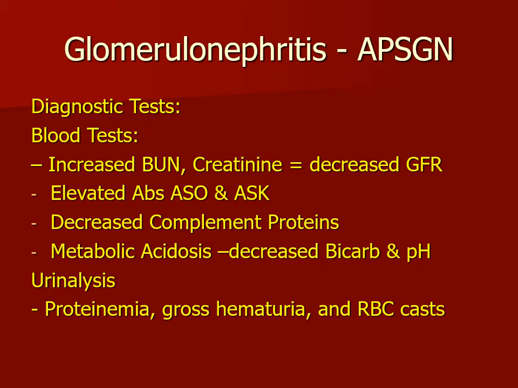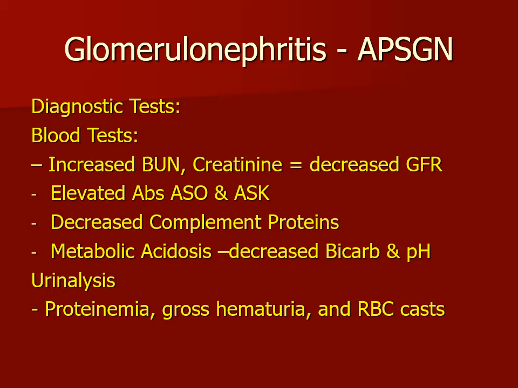Okay, so glomerulonephritis, a little bit more as far as diagnostic tests go. When you're looking at blood tests, you'll see an increased blood urea nitrogen. Creatinine levels will go up because of the decreased glomerular filtration rate, and you'll see an elevation in those antibodies, ASO and ASK. You'll see a decreased complement protein.